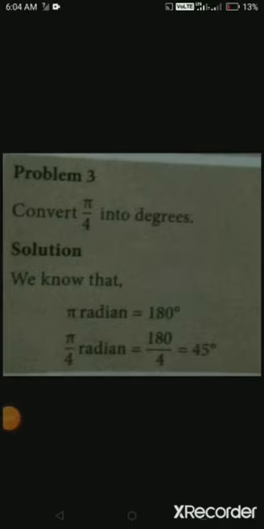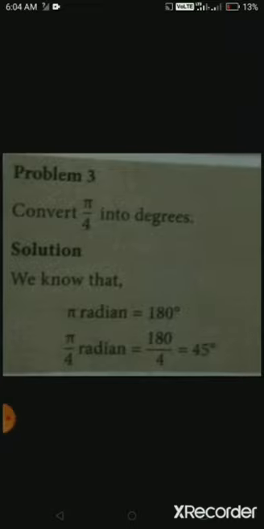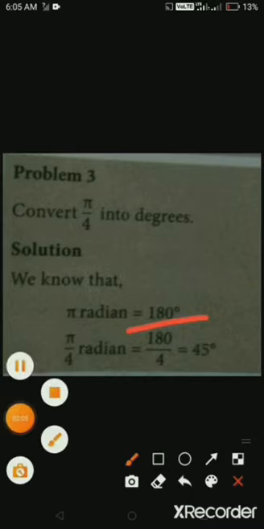Convert pi by 4 radian into degrees. Solution: we know that pi radian equals 180 degree. Pi by 4 radian equals 180 by 4, which equals 45 degree.